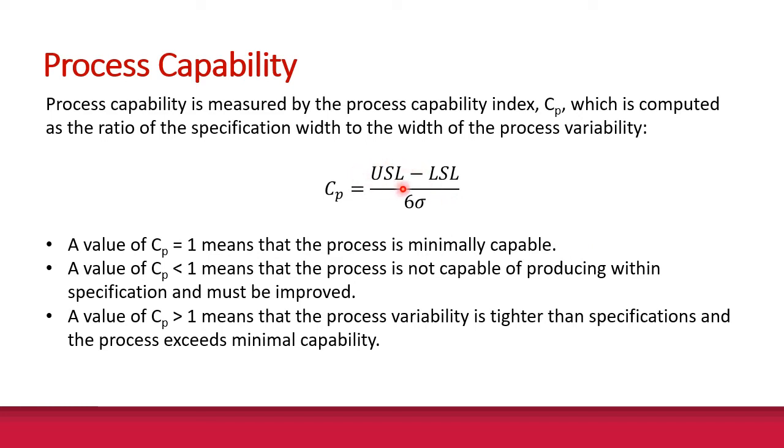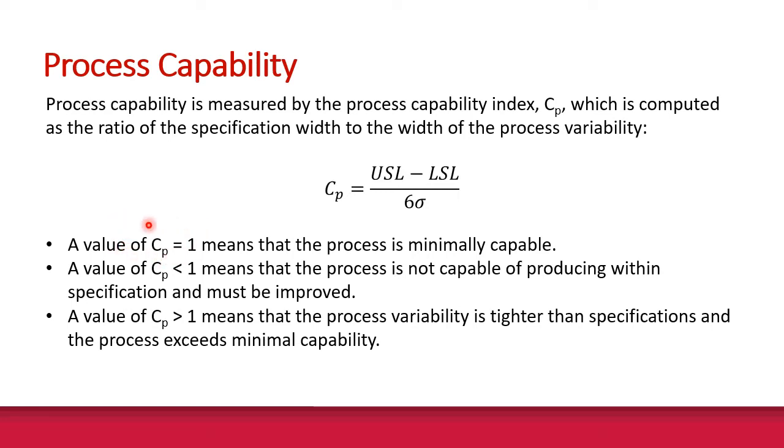So in other words, it's the tolerance limits, the upper specification limit minus the lower specification limit, divided by 6 times the variance, 6 sigma. So how do we use this value? Well, a value of the process capability index of 1 means the process is minimally capable. An example of that would be A in the previous slides. Our process is meeting its desired effect, but just barely.